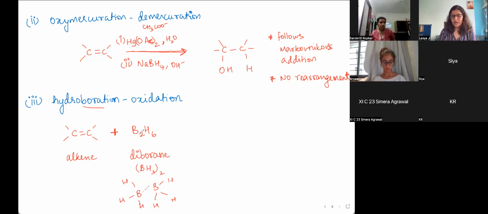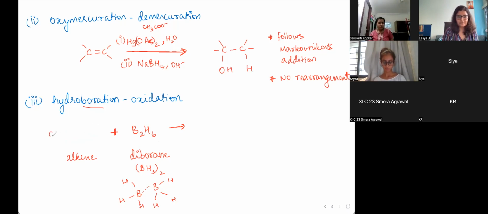So here boron and hydrogen get added across the double bond, and the intermediate you get is called trialkyl borane. It's basically substituting the hydrogens with the alkyl groups. So I'll take an example here, so that'll be easy.